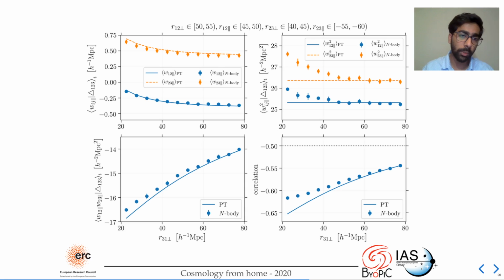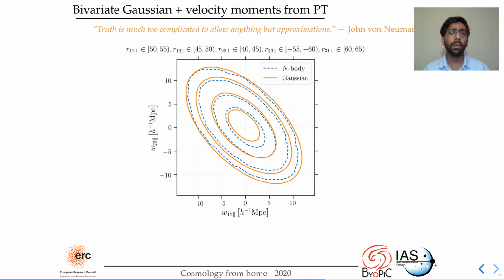Combining this information, we can see that while the mean velocities can be predicted using theory to high fidelity, even to smaller scales, the same cannot be said for the dispersion, the second moment, which starts to fail below 40 megaparsec. However, using the simplest implementation of leading order perturbation theory, we are able to achieve high fidelity above 40 megaparsec or so. So now, putting together the ansatz of using a bivariate Gaussian and the velocity moments from perturbation theory, we check how good the resulting approximating PDF is when compared to the direct measurement from n-body simulation.